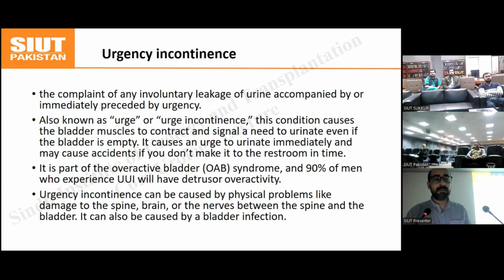Urgency incontinence, or urge incontinence. This condition causes the bladder muscles to contract and signal a need to urinate even when the bladder is empty. It causes an urge to urinate immediately and may cause accidents if the patient doesn't make it to the restroom in time. It's part of overactive bladder syndrome, and 90% of men who experience urge incontinence will have detrusor overactivity.